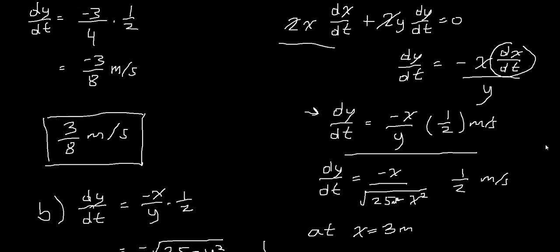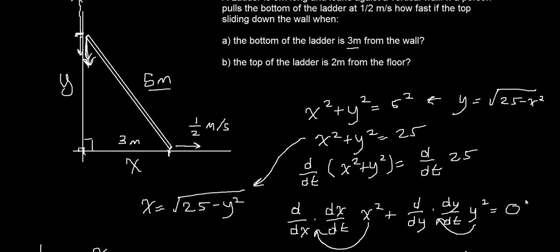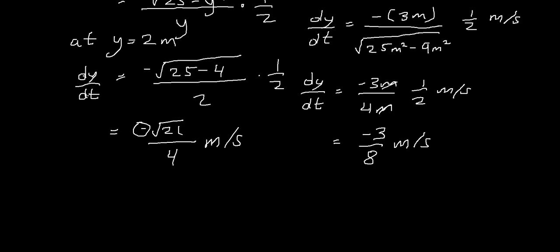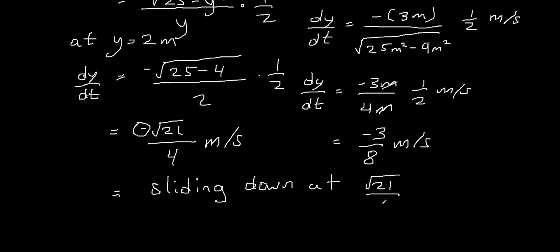So what does the original question ask? How fast will the top be sliding down the wall when the ladder is 2 meters from the floor? So yes, it will be sliding down at root 21 over 4 meters per second.